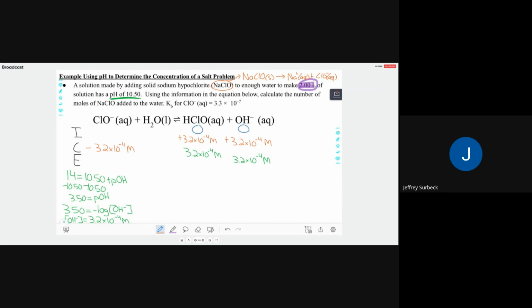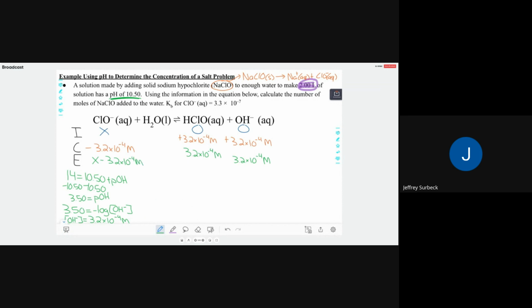Now here is a very odd part. Normally, we either have an initial value or we assume it's 0. But remember, we're trying to figure out, hey, how much of this stuff should we dissolve? So what we're really after in this problem is, hey, initially, how much should we have? So this becomes our X. At equilibrium, then, we get our X minus 3.2 times 10 to the negative fourth, big capital M.